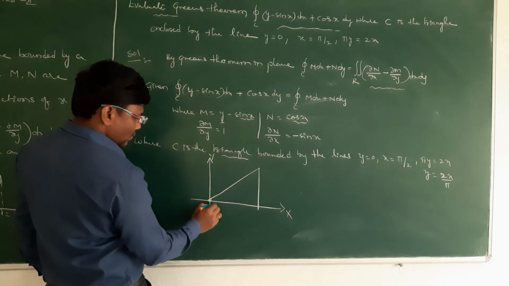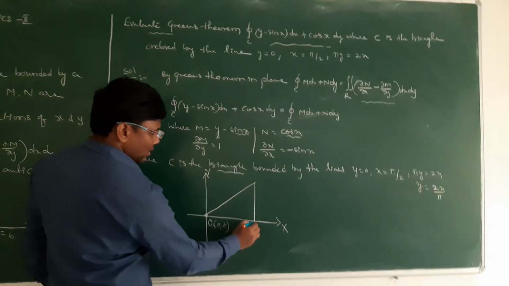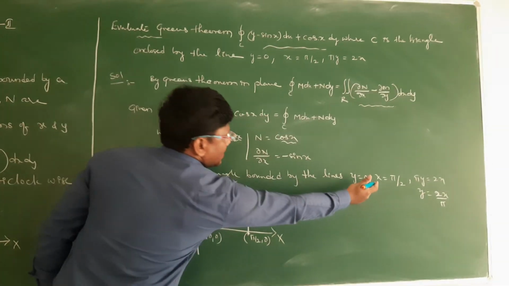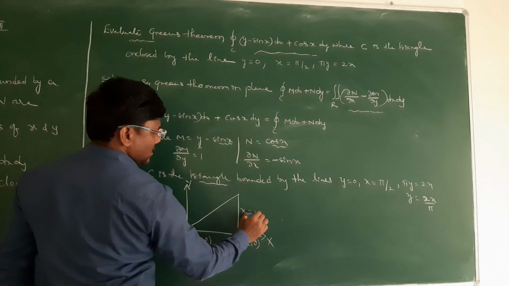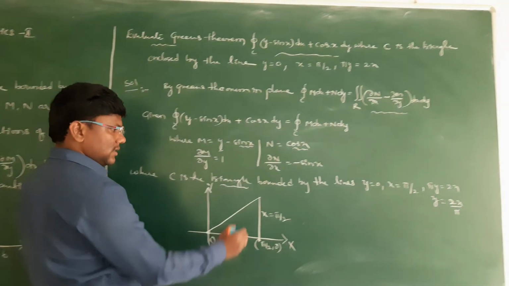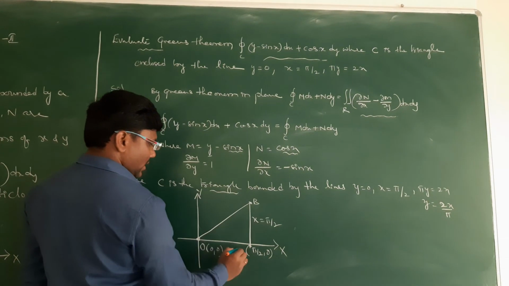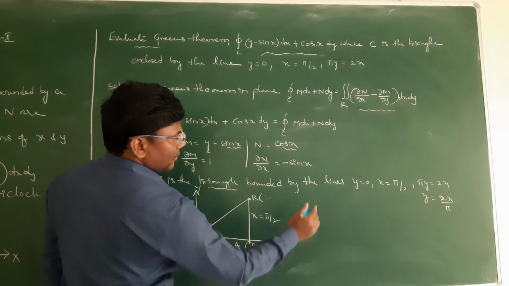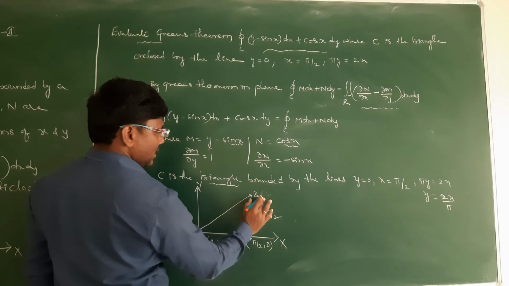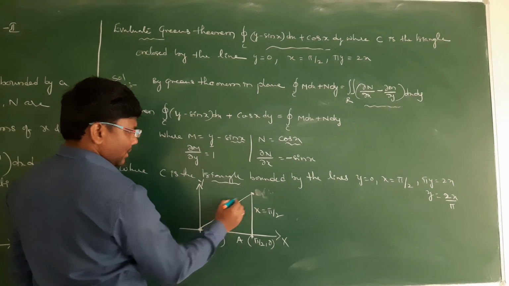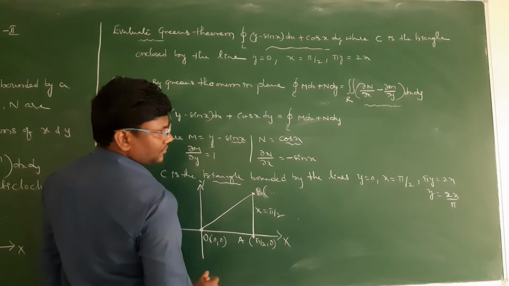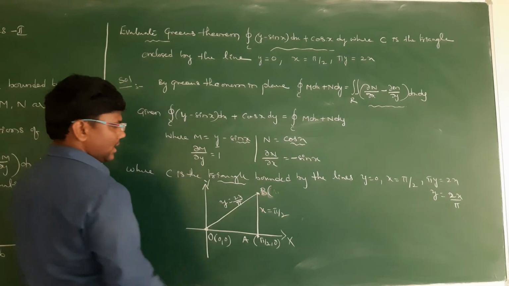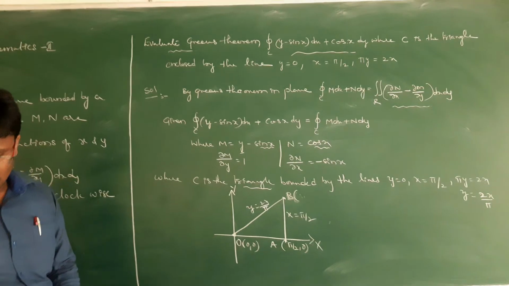This is the origin O (0, 0). This is the point (pi by 2, 0). Here x equals pi by 2; this is the line x equals pi by 2, parallel to the y axis. This is the point B, and this is the point A. Next, y equals 2x by pi. This is nothing but the line OB. This is y equals 2x by pi, of the form y equals mx, passing through the origin.